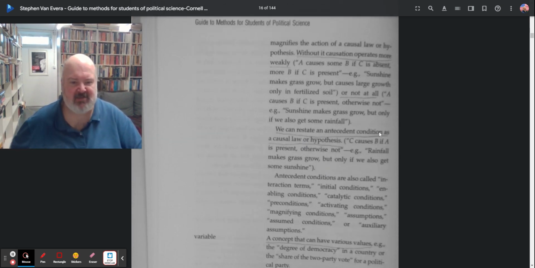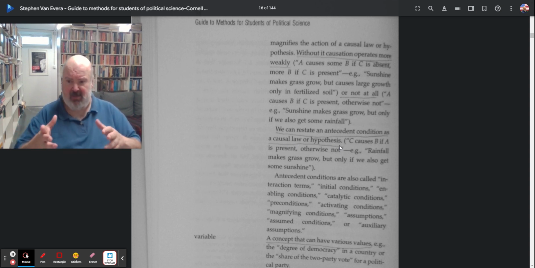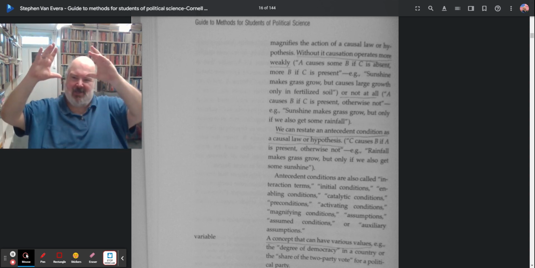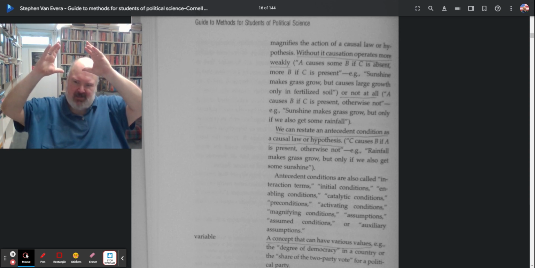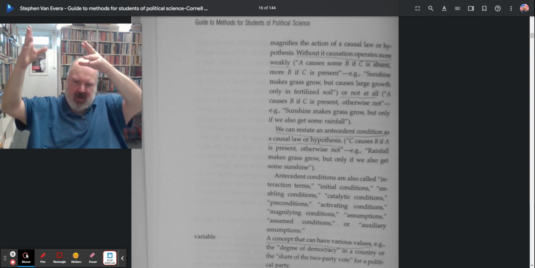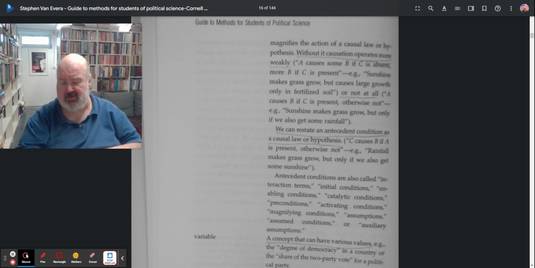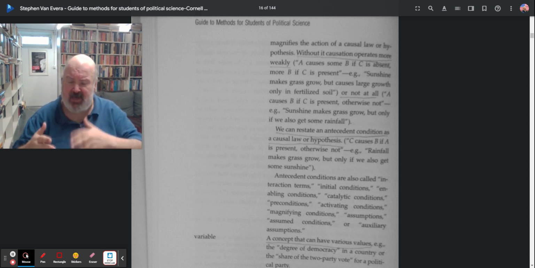We can restate an antecedent condition as a causal law or hypothesis. It can be not only this, but we can restate it as another kind of causal law. So not only is there the causal law at the level of a law, the general point being made, but also in the explanation itself there is some kind of causality, explaining how it's working. Even the antecedent condition can be expressed as a kind of causal law.